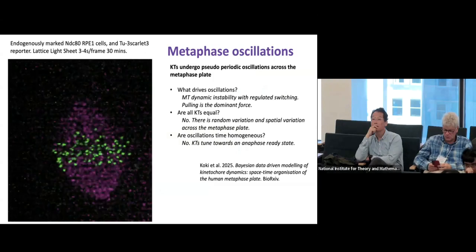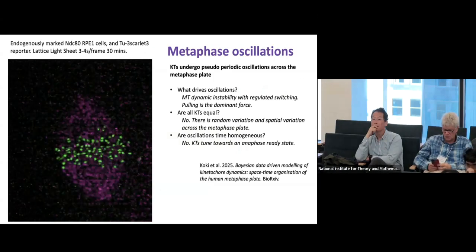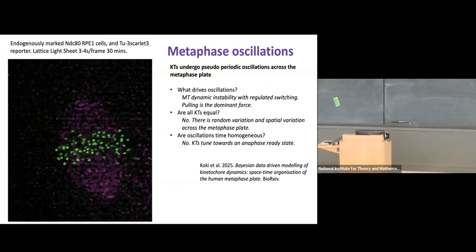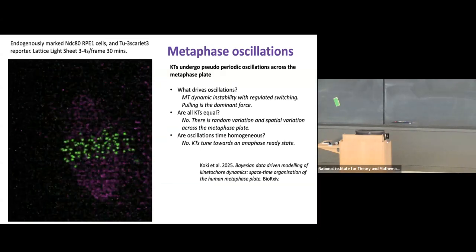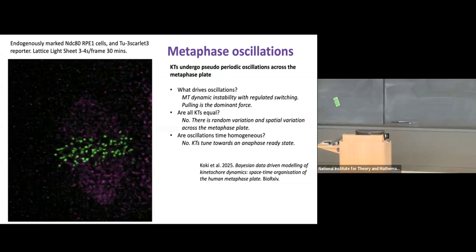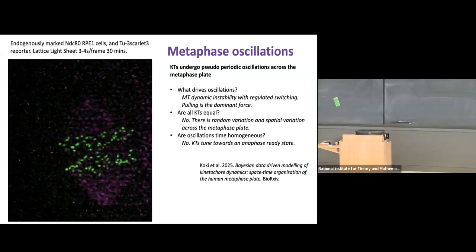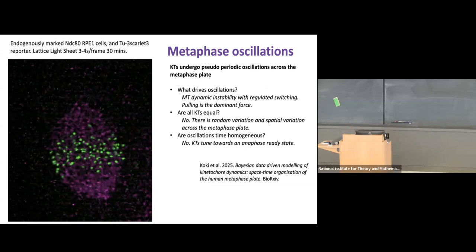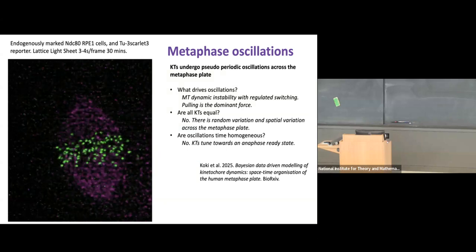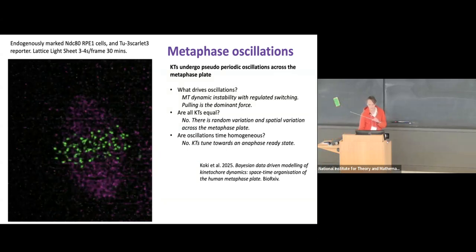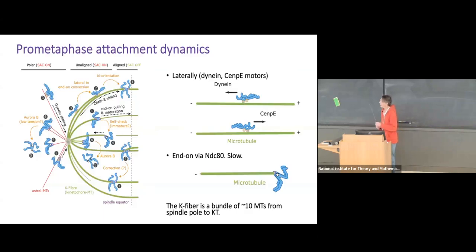So if you go back to these questions: what drives oscillations? Well, it's microtubule dynamic instability. There's a regulating switch somehow, still not totally sorted out. Are all kinetochores equal? Well, no. Random fluctuations make them unequal. There's also spatial variation across the metaphase plate. Are oscillation times homogeneous? I didn't show you that, but no, they're not. If you're interested, it's on bioRxiv. Okay, so we have a powerful set of tools to understand kinetochore dynamics in metaphase.